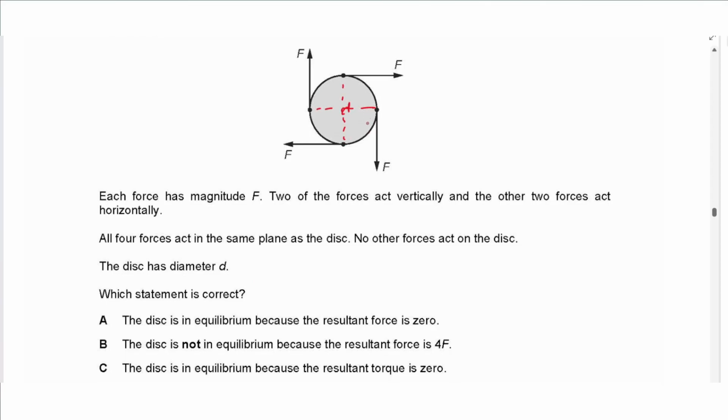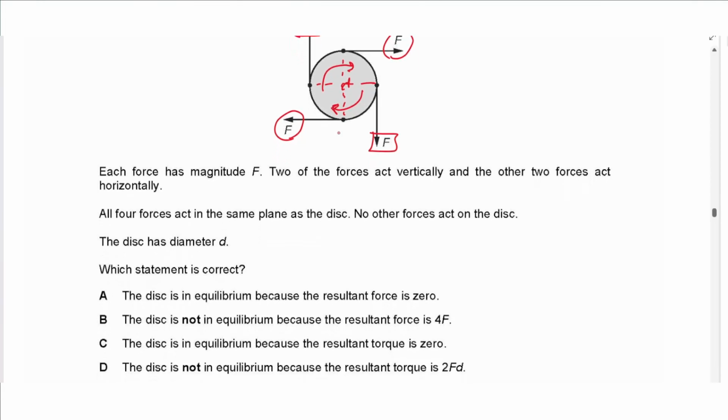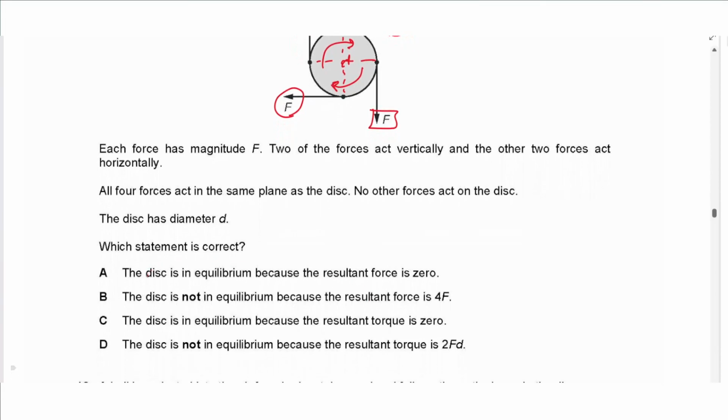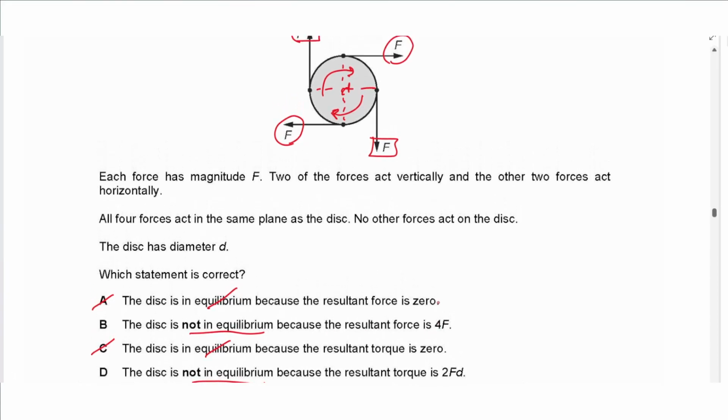So we have 2 couples. These 2 forces form a couple, and these 2 forces form another couple. And these all have clockwise moments, so there is a resultant moment or resultant torque on the disk. Which statement is correct? Is the disk in equilibrium? No, it is not in equilibrium. So A and C are rejected. Is the resultant force F? No, actually all forces cancel each other. We have F upwards, F downwards, F right, F left.